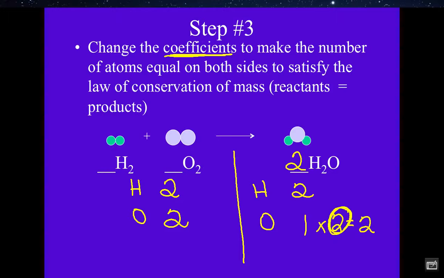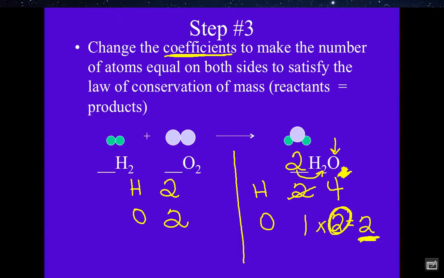Now, I have to put it in front. I don't put it down here. We don't ever do that. That's not what we want to do. You have to put it in front of whatever is containing that oxygen. Now, if I have 2 molecules of water, I not only now have 2 atoms of oxygen, but if I remember this is multiplication, 2 times 2 means I now have 4 atoms of hydrogen.